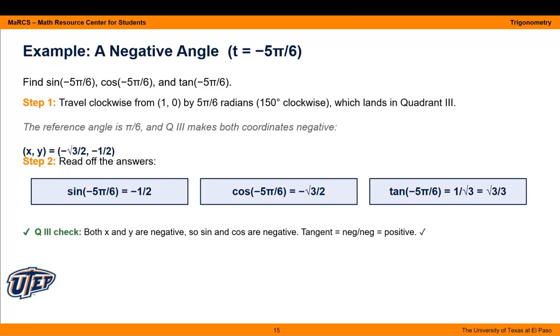Now let's evaluate trig functions at a negative angle. A negative angle means we travel clockwise from (1, 0). For t equals negative pi over 6, we move clockwise by 5 pi over 6, which places us in quadrant 3. The reference angle is pi over 6, so the absolute coordinate values are square root of 3 over 2, 1/2. But in quadrant 3, both coordinates are negative, so the point is negative square root of 3 over 2, negative 1/2. From there, we read off sine and cosine and compute tangent as usual.